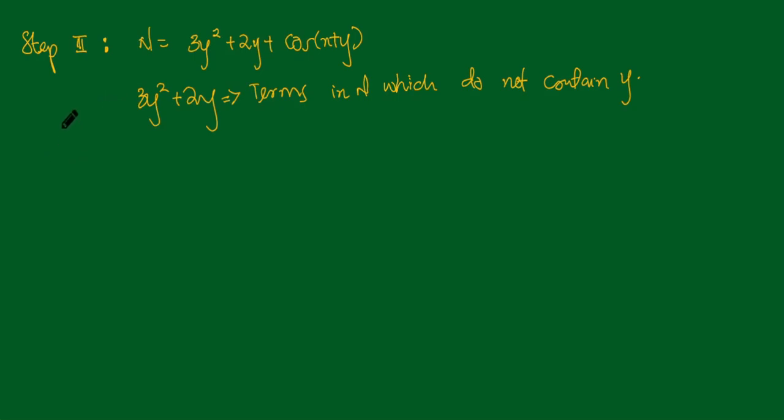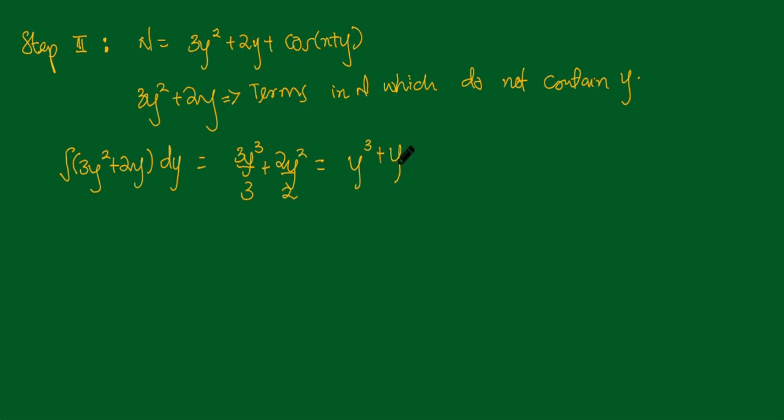So we now integrate this with respect to y. We are finding the integral of 3y squared plus 2y with respect to y. So by doing this, we have 3y cubed divided by 3 plus 2y squared divided by 2, which is equal to y cubed plus y squared. So we've completed step 3.